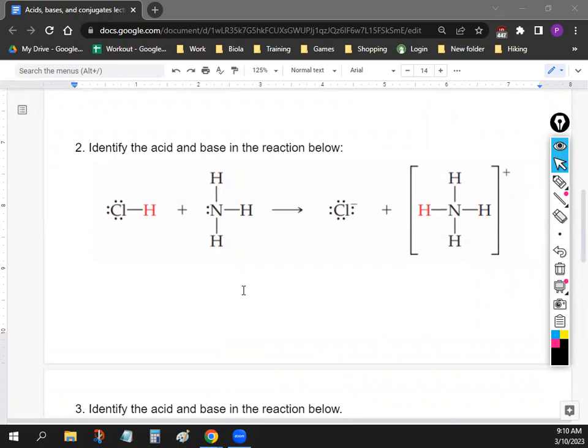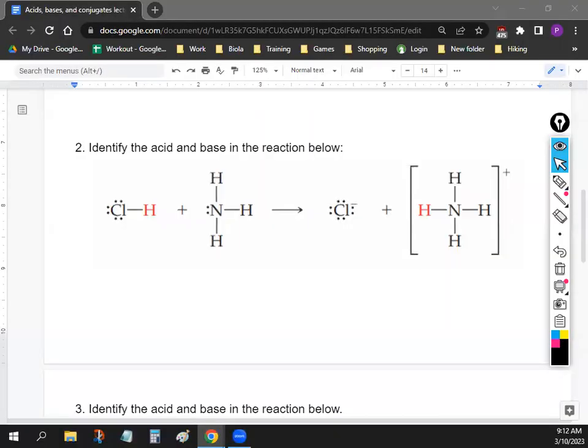You guys don't need to draw the pictures. I just gave you the picture, but I want you guys to write the chemical formula for the one that you think is the acid and which one you think is the base. I'll give you guys about a minute to do that, and then we'll go over it together.